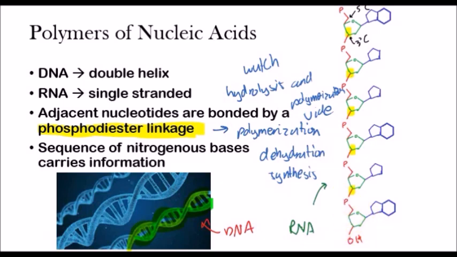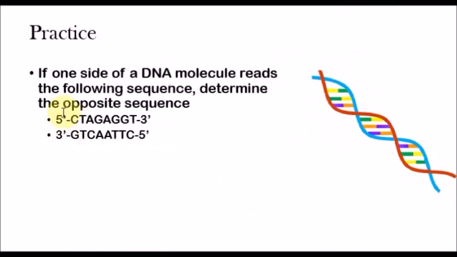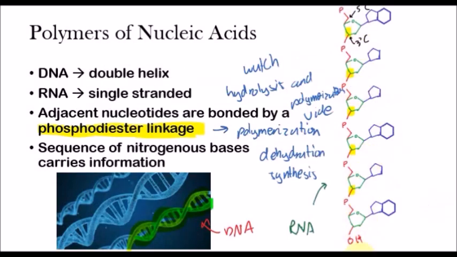Now, here we have just an RNA molecule, so it's single-stranded, but in a DNA molecule, you have something called antiparallel. That means the DNA strands run opposite to each other. So if you look here, this would be maybe a 3 to 5, because you're starting with a 1, 2, 3 prime, right? And then at the very end, you end up with a 5 prime. So it's going 3 prime to 5 prime.